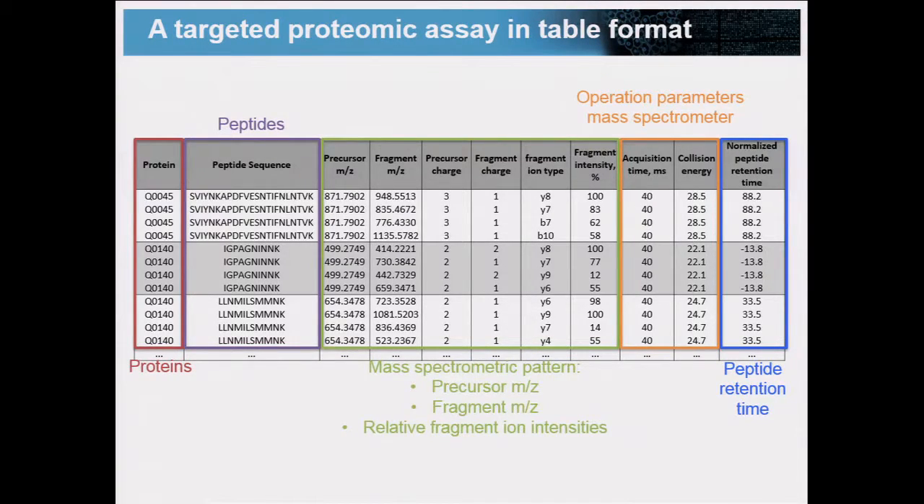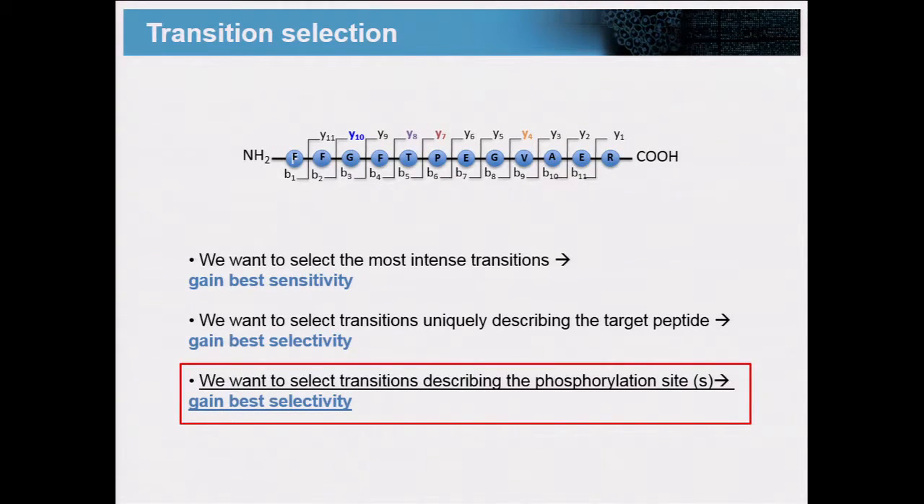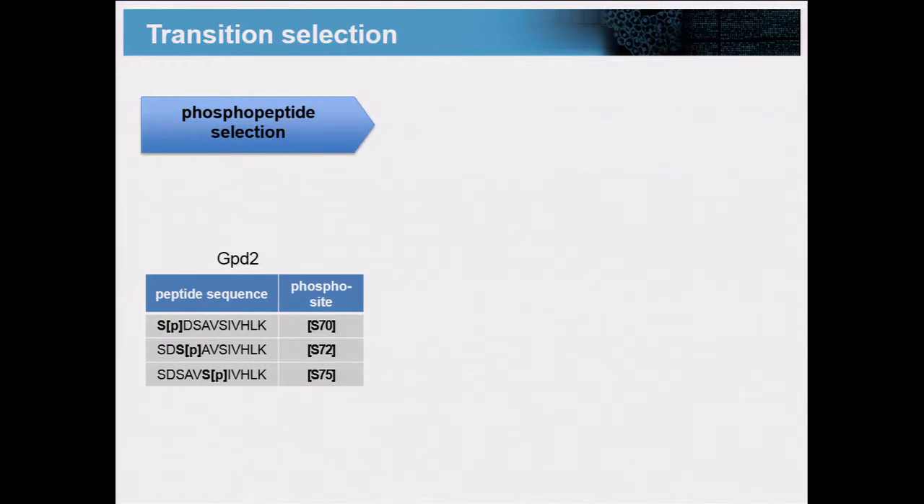And of course, now we're going to expand this a little bit more, because for one peptide, we could have several possible modifications. So if before we were looking for transitions to gain sensitivity and transitions that uniquely describe the peptide to gain selectivity, now we need another set of transitions, and that's the transitions that will selectively describe the phosphorylation site. So there are two sets of transitions. One is for the identification of the peptide, and a second set of transitions is for the identification of the correct phosphorylation site.